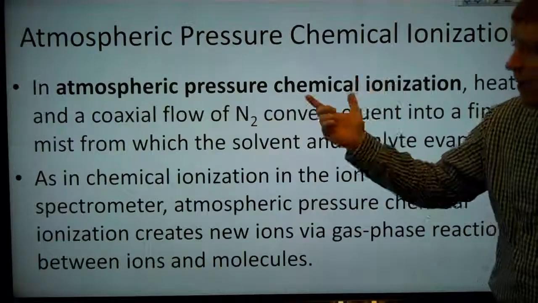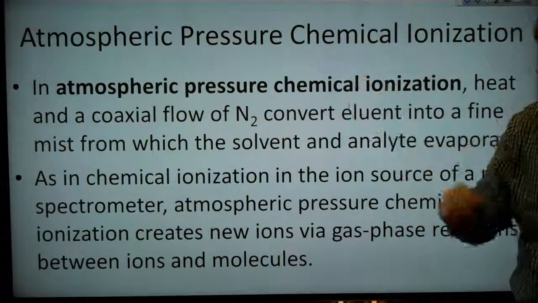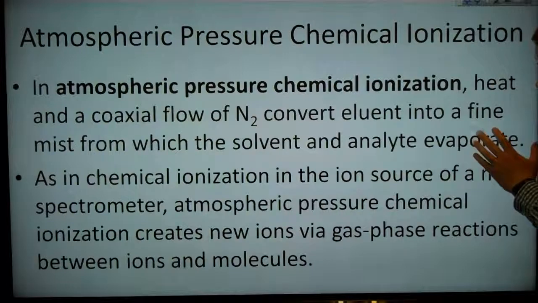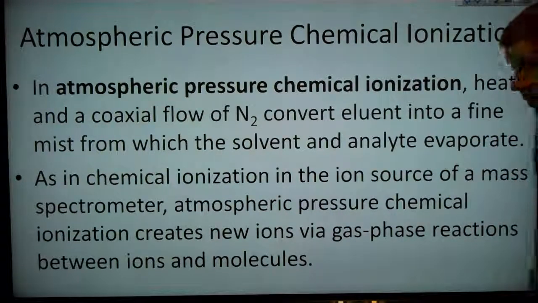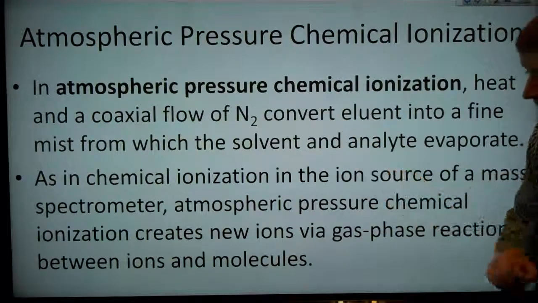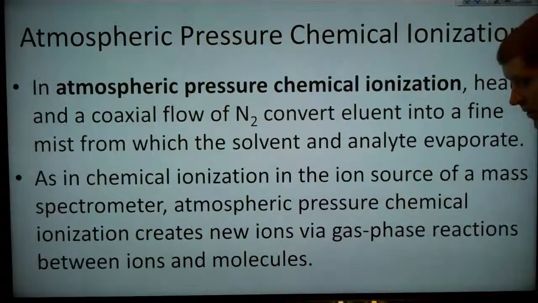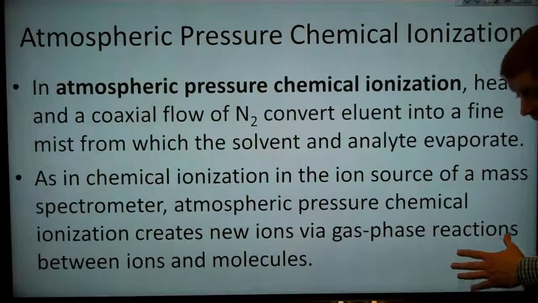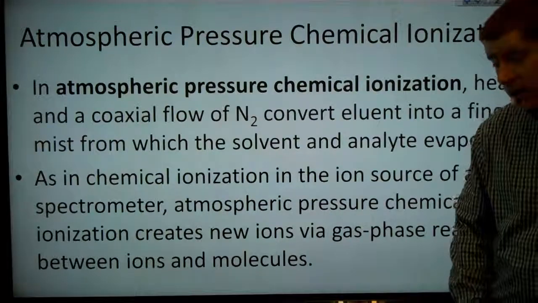So in atmospheric pressure chemical ionization, heat and a coaxial flow of N2 convert eluent into a fine mist from which the solvent and analyte will evaporate. As in the chemical ionization in the ion source of a mass spectrometer, atmospheric pressure chemical ionization creates new ions via gas phase reactions between the ions and molecules.